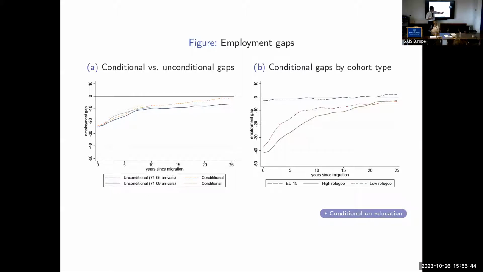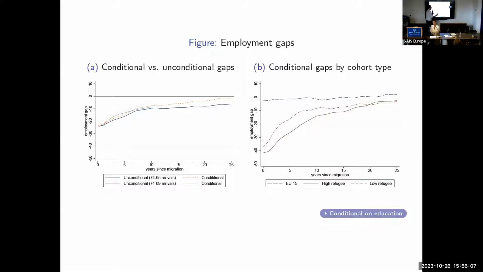Here you have average employment profiles relative to natives, so the gaps relative to natives, for different immigrant groups that either come from EU countries or immigrant groups that have a high share of refugees or low share of refugees. It's kind of just an interesting way of splitting up the data. And again, this is not something completely new.